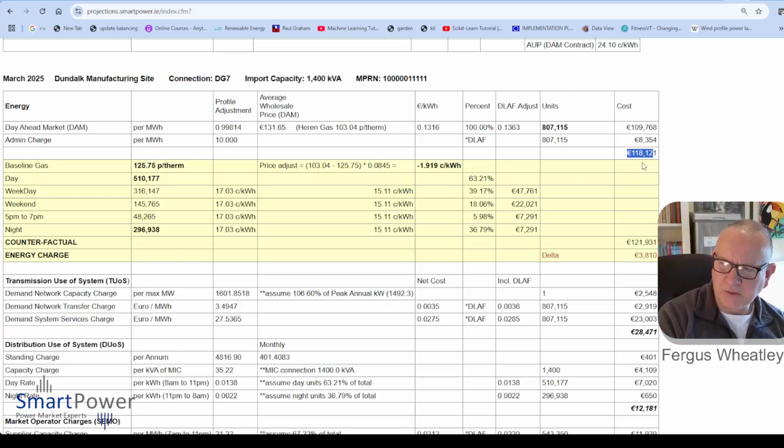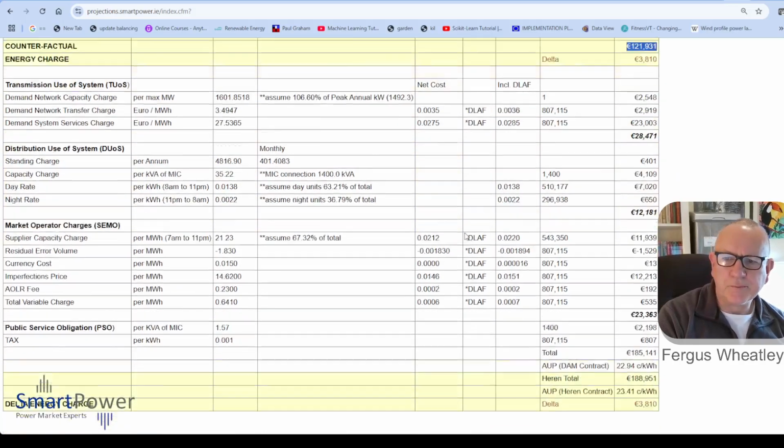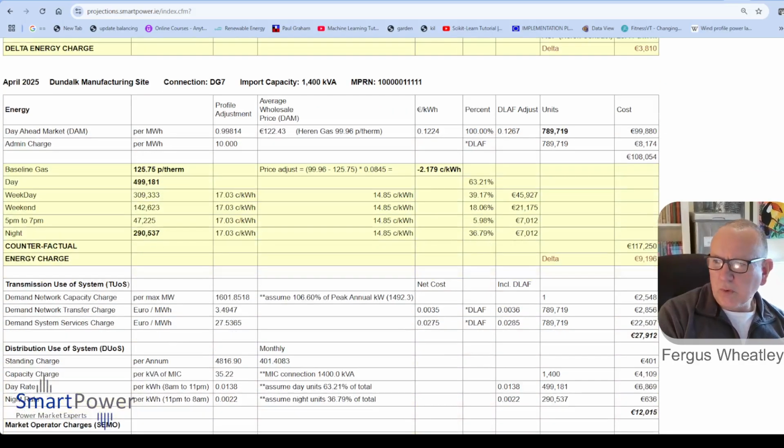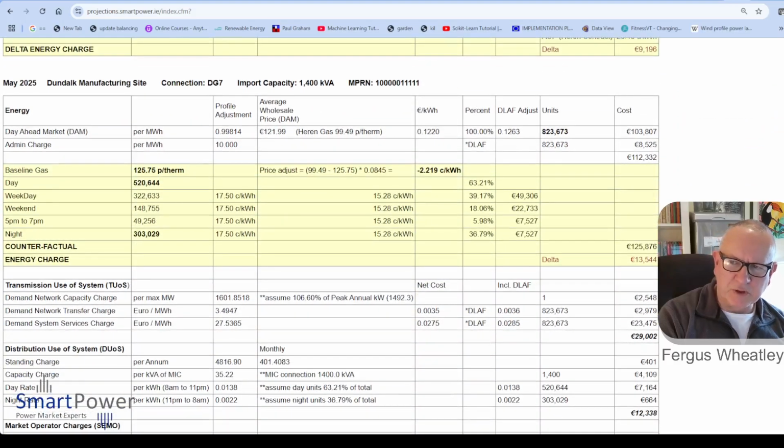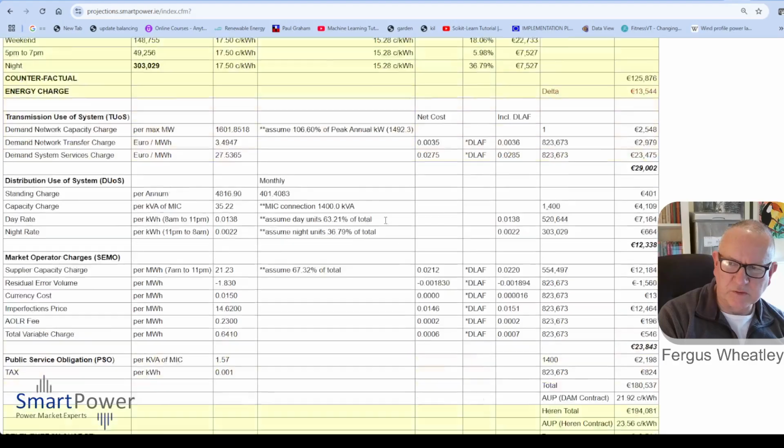So we can now compare the price of the counterfactual between what we think the price of electricity will come in at, which would be 118, and what the price will come in at if we actually signed on for a Heron type contract, even though it's floating at 121. So we can compare every single month. Now we have the option of actually pulling the trigger and locking these prices in. So we can lock that price in for this particular month at 15.28.